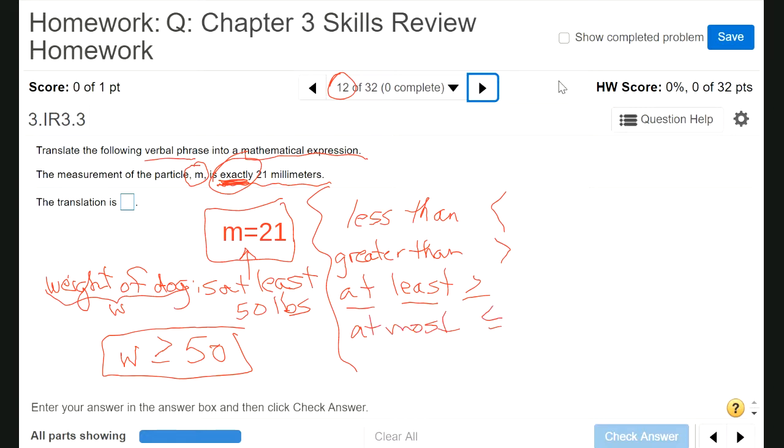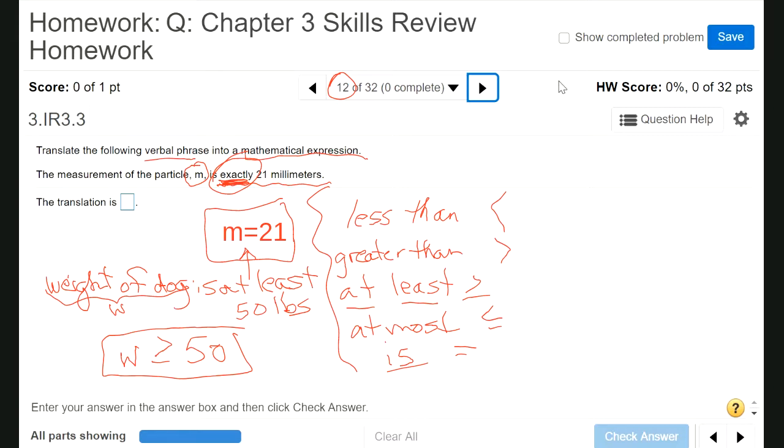Sometimes you'll just see the word is. Like it won't say exactly. It'll just say is. That would be equals. So be sure and go through those and get used to the words and how to write the statements as a mathematical expression.